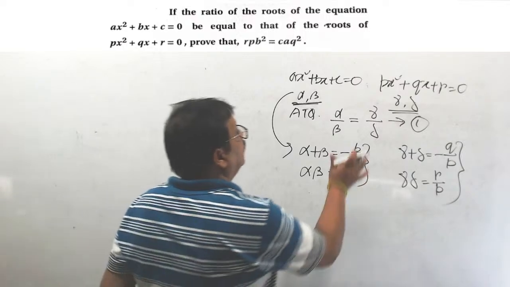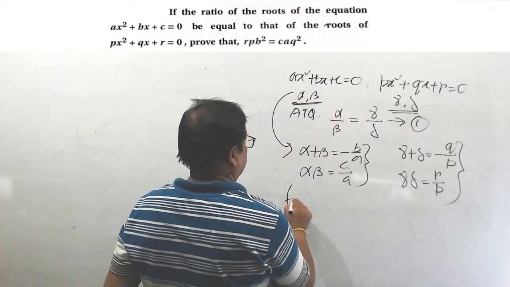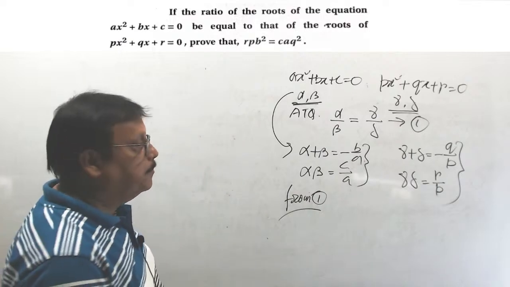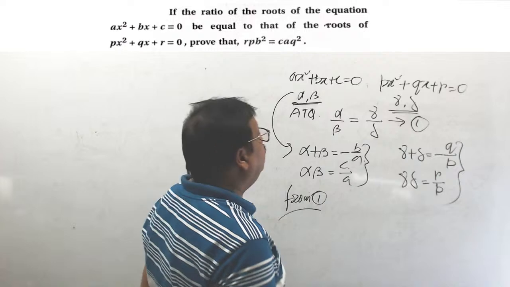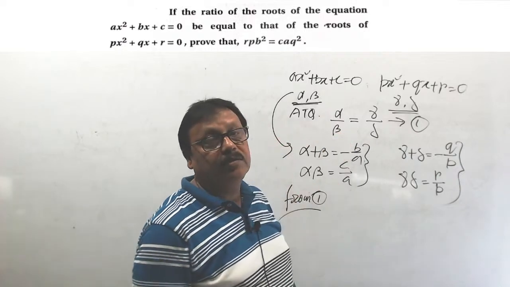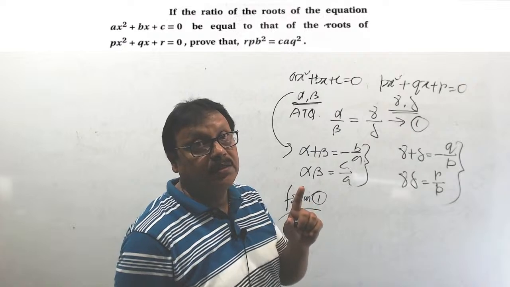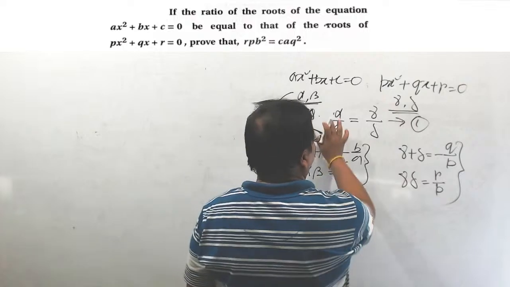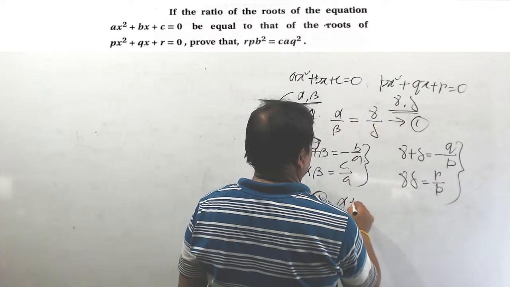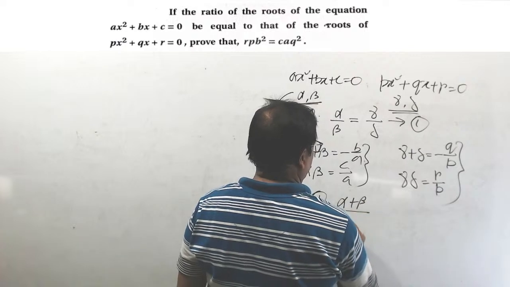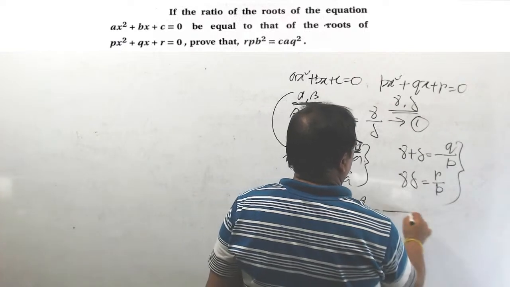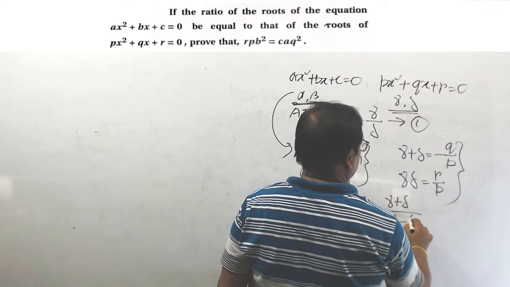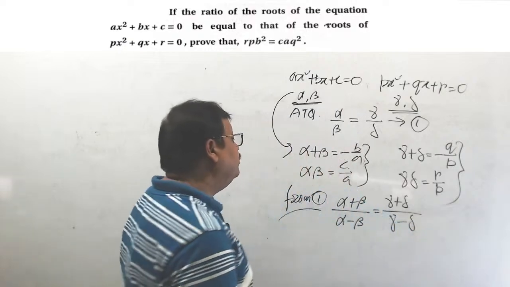Now from 1, what can we write? How will you bring the sum of the roots and the product of the roots? Of course, there is a technique: componendo and dividendo. By using componendo and dividendo, you can write alpha plus beta by alpha minus beta, similarly gamma plus delta by gamma minus delta. Understood?